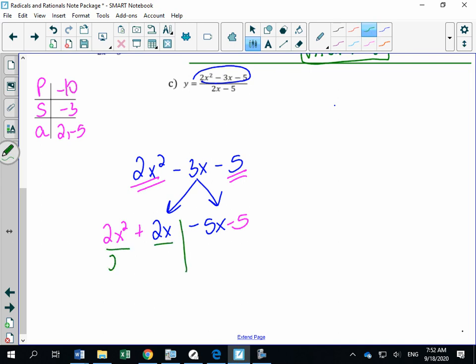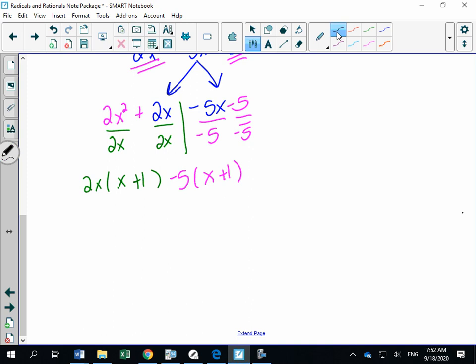You could take out a 2x from this left-hand side, and you will get an x plus 1. And you could take out a -5 from the right-hand side, and you will get x plus 1. If these two factors are the same, you did your decomposition correctly. So my two factors are not x plus 2, it's x plus 1. And then my second factor is 2x minus 5. Okay, so x plus 1 and 2x minus 5.